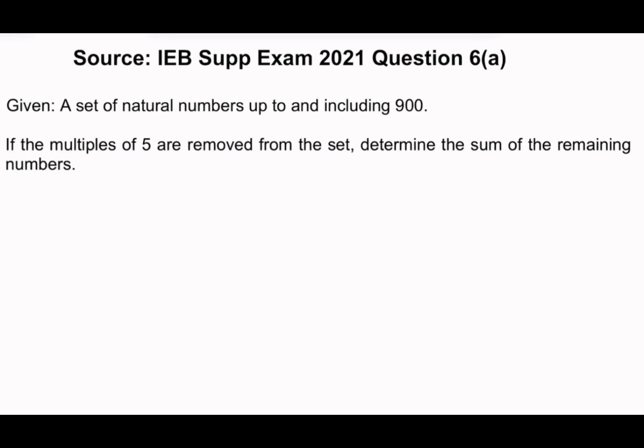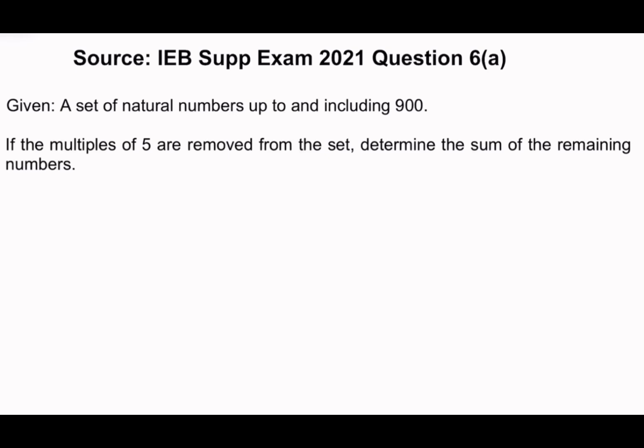Hello and welcome. In this video, we are doing question 6A from the IEB supplementary exam of 2021. The question reads, given a set of natural numbers up to and including 900. So basically 1, 2, 3, 4, 5, 6, 7, all the way to 900. Now they say, if the multiples of 5 are removed from the set, determine the sum of the remaining numbers.